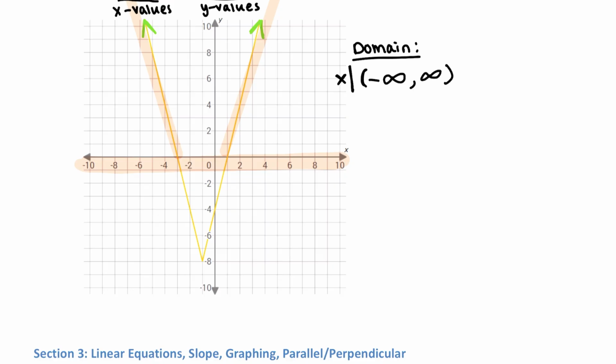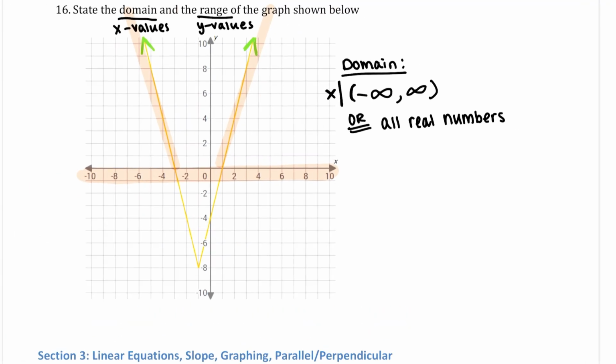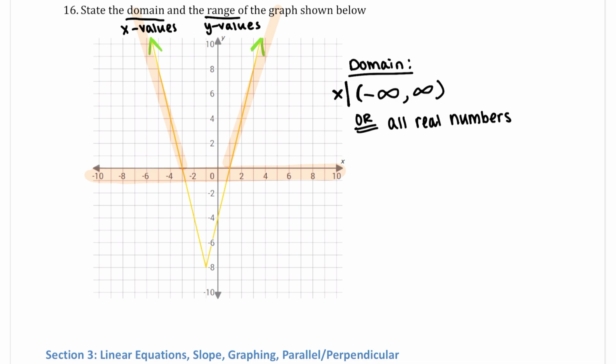So your domain is either going to look like this, where you have an x dash, or an up and down line, negative infinity to infinity, or it may also be called all real numbers. Either one is correct. Sometimes the multiple choice options will give you the one with the negative infinity to positive infinity. Sometimes it will say all real numbers. You'll have to know that those two mean the same thing. So that is our domain.